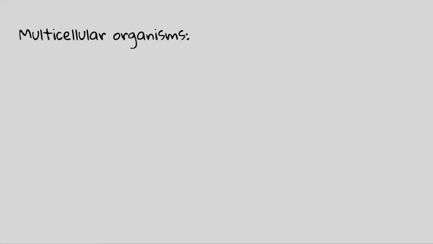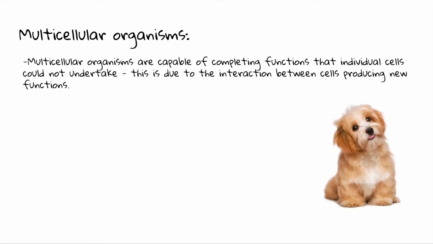Okay, so now moving on to multicellular organisms. So first of all, we need to know what multicellular organisms are. They are organisms consisting of a single mass of cells fused together. They are capable of completing functions that individual cells could not undertake. This is due to the interaction between cells producing new functions. So that interaction between cells and the functions being produced are the emergent properties.